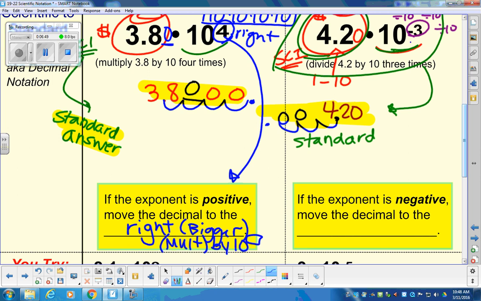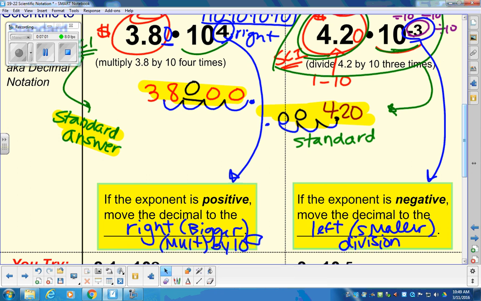In this problem, if the exponent was negative, we move the decimal to the left. And the reason why we're moving the decimal to the left is it's making it smaller. And the reason why it's making it smaller is it's division happening every time we see the power. The power here is -3. That means we're dividing by 10 three times. We were dividing by 10 here, which is making it significantly smaller.